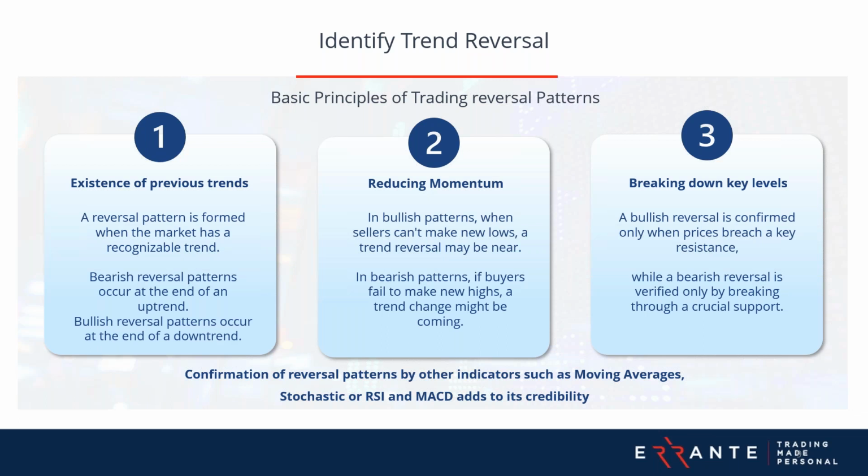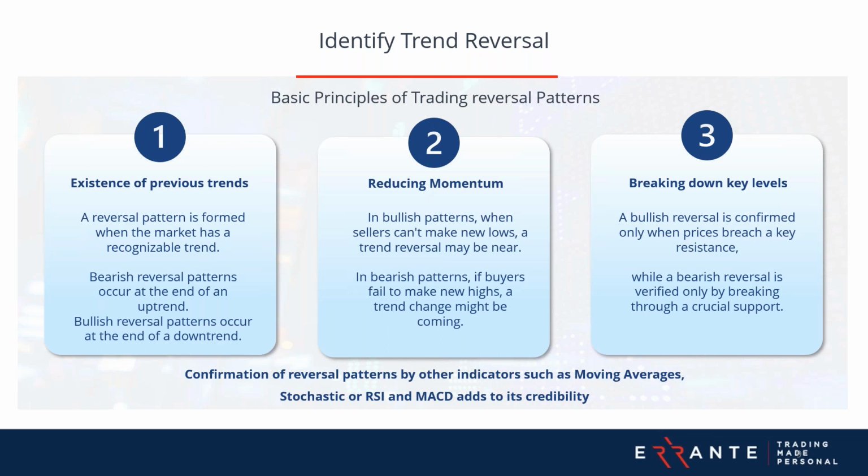And rule number 2 actually deals with reducing momentum in the realm of bullish patterns. When sellers are unable to force new lows, it often portends a nearing trend reversal. Similarly, within bearish patterns, if buyers are incapable of crafting new highs, it signals that a change in trend could be on the horizon. So this waning momentum can often be precursory to a shift in market control from one group to another.